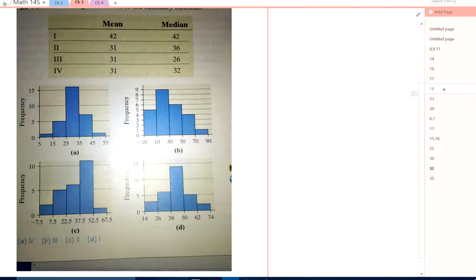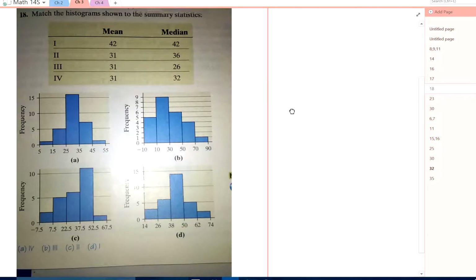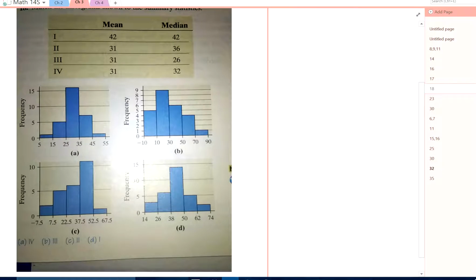And 18 is something similar. Match the histograms to the summary statistics. Well, I know if the mean and the median are the same or close to the same, it's going to be pretty symmetric. Okay, so I've got 2 symmetric diagrams. So let's look at this. It looks like the middle here is between 38 and 50, 39, low 40s maybe. This one, the middle, is going to be around 30. So this one looks like 30, 32. So this looks like it's going to be 4. And this one's going to be 1.